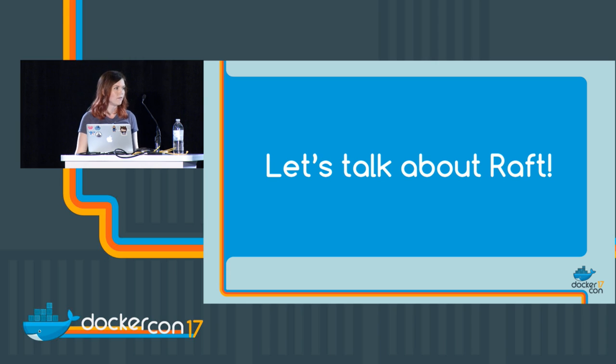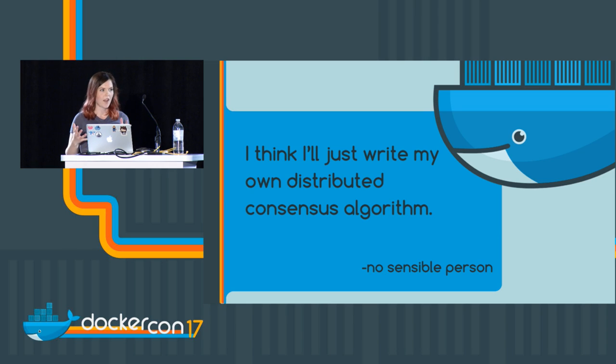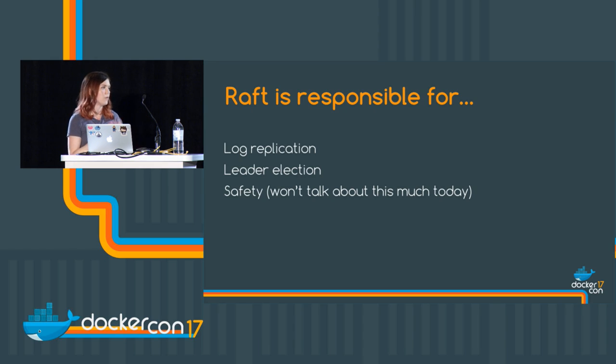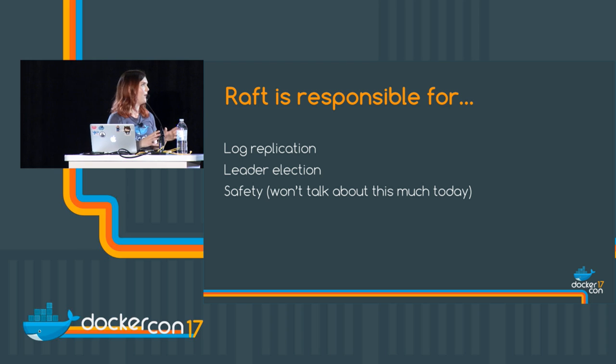Enough about quorum. Quorum is just one part of the story. Raft is the thing that uses this idea of quorum and makes your system run. So Raft is really complex, and we talked about it in the keynote. No sensible person wants to write their own distributed consensus algorithm. That's why Raft is used, because why would you write your own? You can write your own implementation, but the actual algorithm itself is not worth writing your own. Just use the one that's out there.